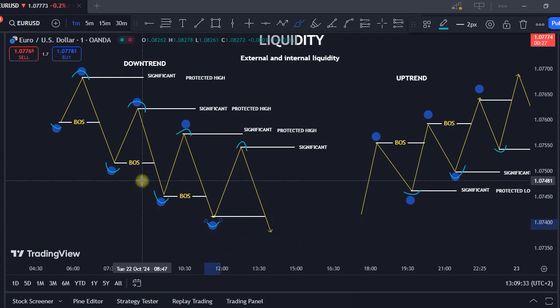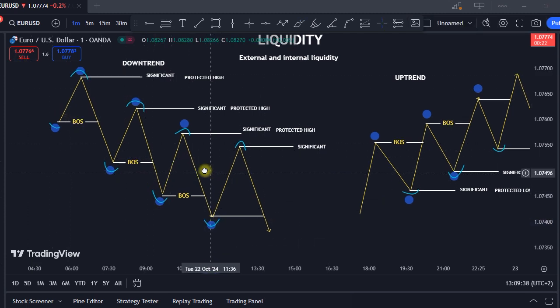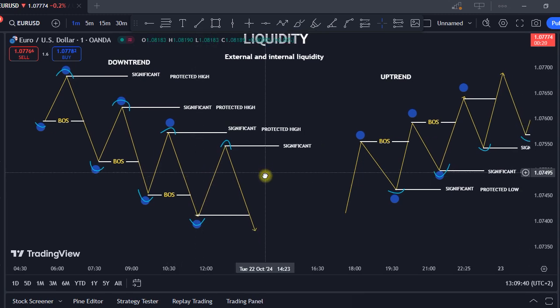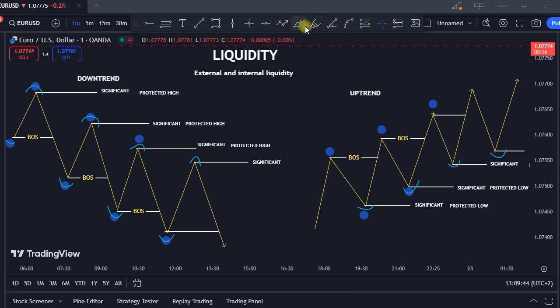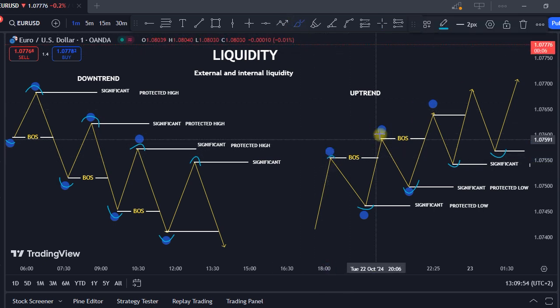So the idea over here is that the market always runs out the internal liquidity. The same thing applies on an upward trend. The highs are always being taken out, so on the highs we have internal liquidity. The market is always running out these highs.